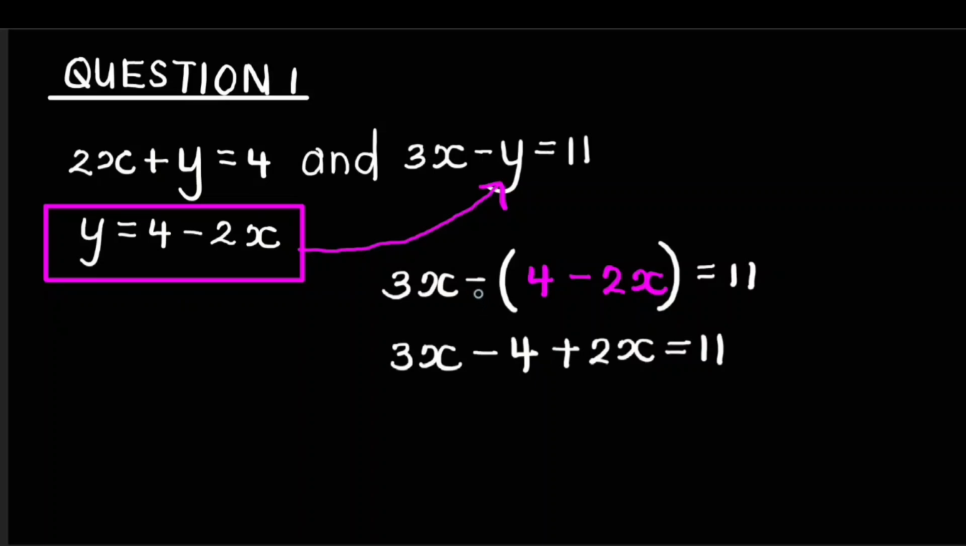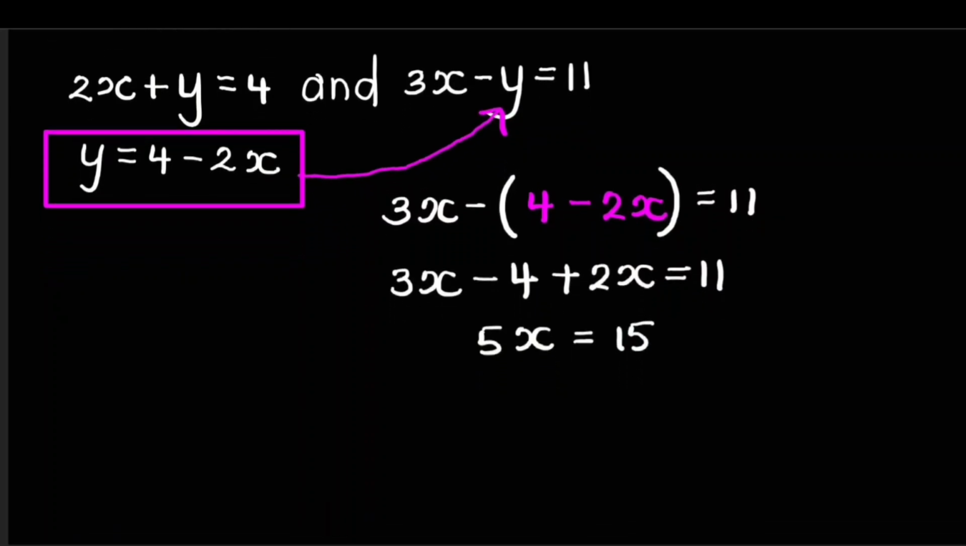So remember here, negative times 4 gives you negative 4. Negative times negative 2x gives you positive 2x. We're now going to gather like terms. We have 3x plus 2x, which gives us 5x. And we can take this negative 4 over to the right-hand side. When it goes over, it's going to add. It becomes positive. So we have 11 plus 4, which is 15.